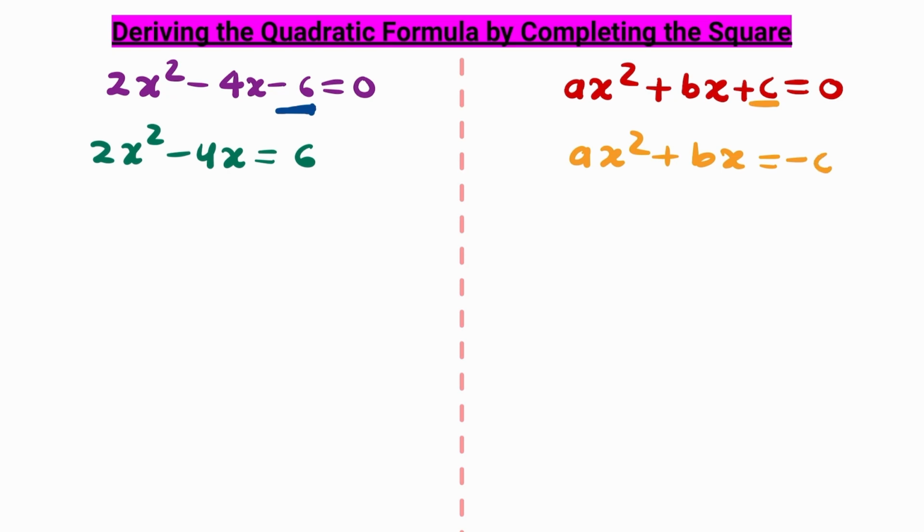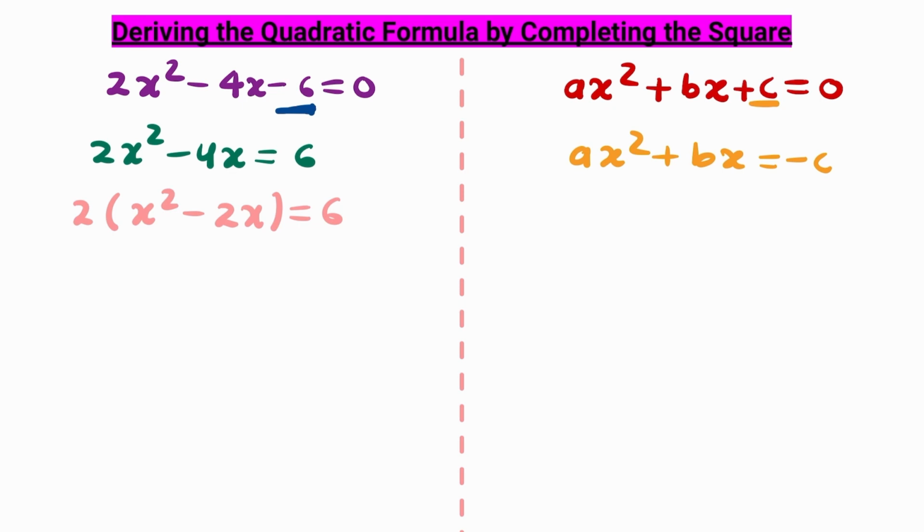Now after this, we have to make sure that the coefficient of x squared is 1, or that there is nothing in front of x squared. Now on the left hand side, we can see that there is a 2 in front of x squared. So in order to get rid of this 2, we have to factorize the left hand side of the equation. How can we do that? By taking 2 as a common factor. We can take 2 out as a common factor. So what would be remaining inside the brackets? 2x squared divided by 2 is x squared. Minus 4x divided by 2 is minus 2x, equal to 6.